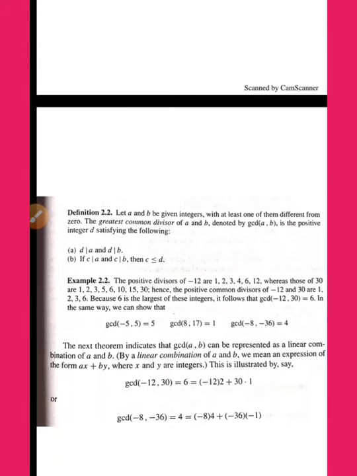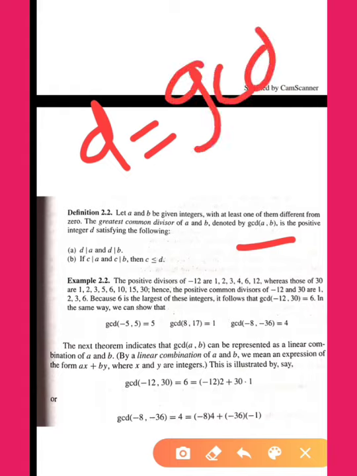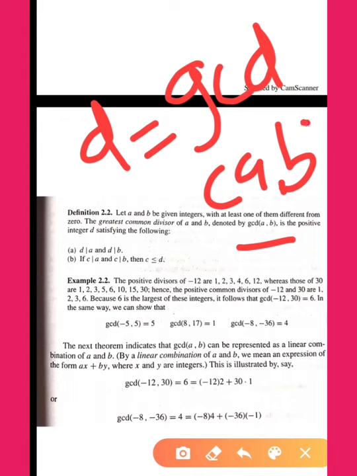Next, see the definition of greatest common divisor, which we denote by the symbol GCD of a comma b. What is the greatest common divisor? A positive integer d is said to be the greatest common divisor of a and b, in short the GCD of a comma b, if it satisfies these two properties: d is a divisor of a and d is a divisor of b, and if c is any divisor of a and b, then c is less than or equal to d. Now look at this example.